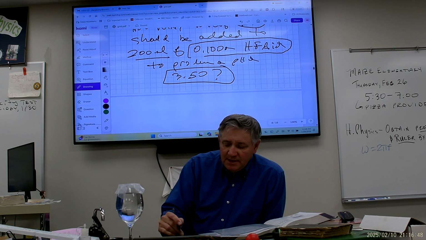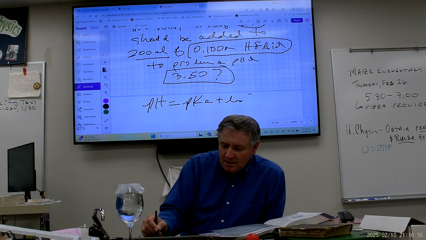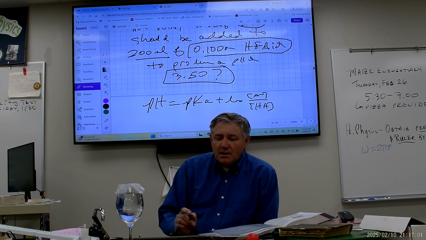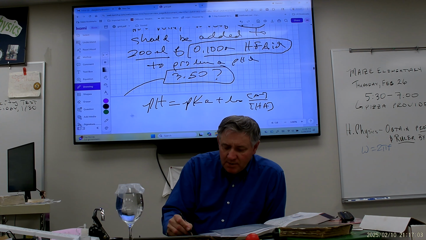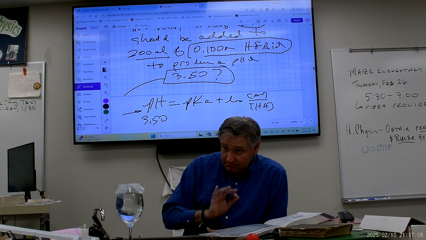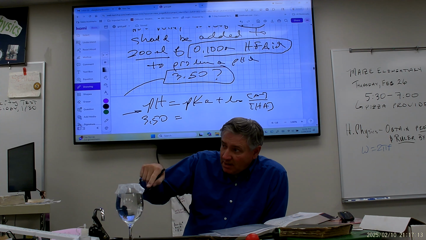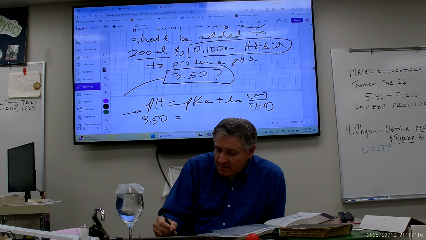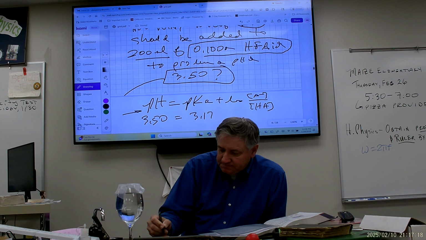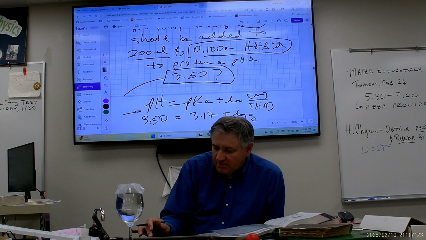Now, the easiest way to do this is start with the Henderson-Hasselbalch equation. pH equals pKa plus the log of your anion concentration divided by the concentration of your acid. You know where you want to end up. You want to end up at 3.50. Okay? That's where you want to end up. Now, to save you some time, if you take the negative log of the Ka of the acid, you get 3.17 plus the log.